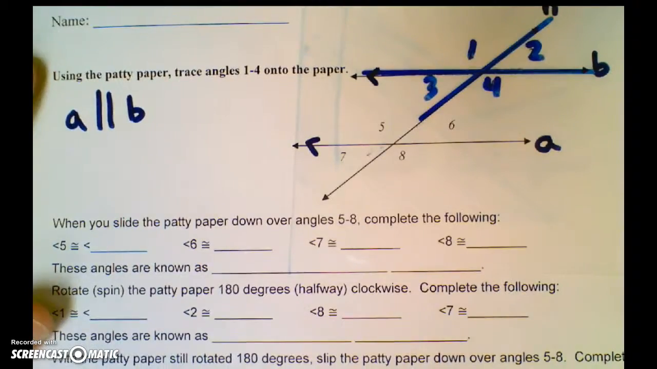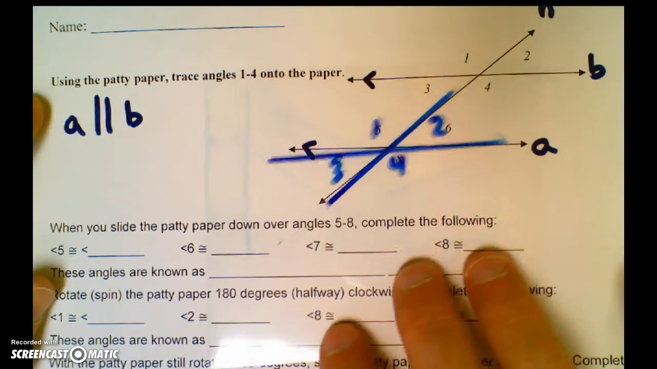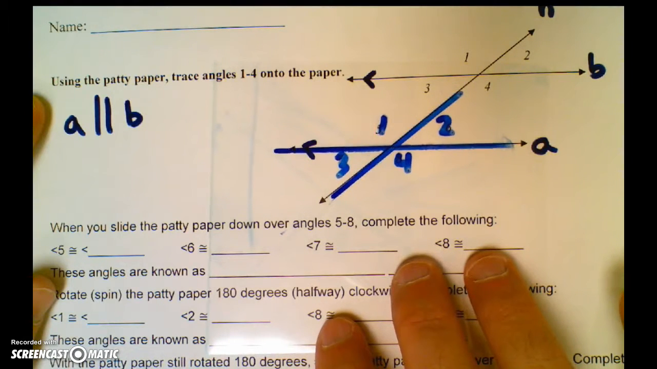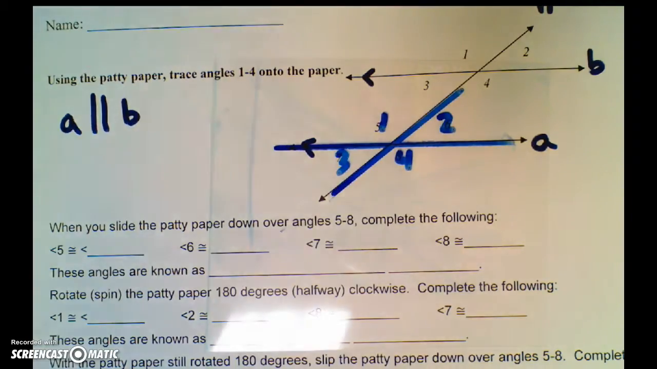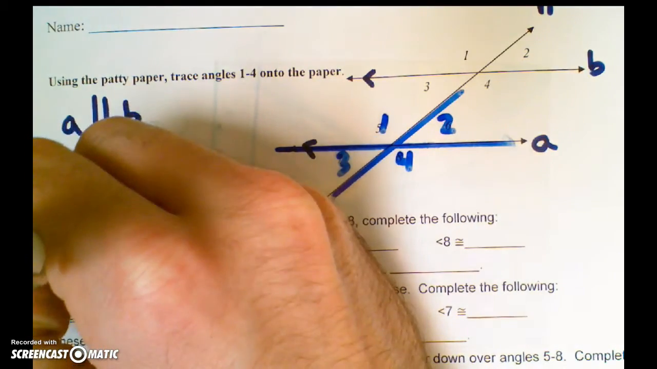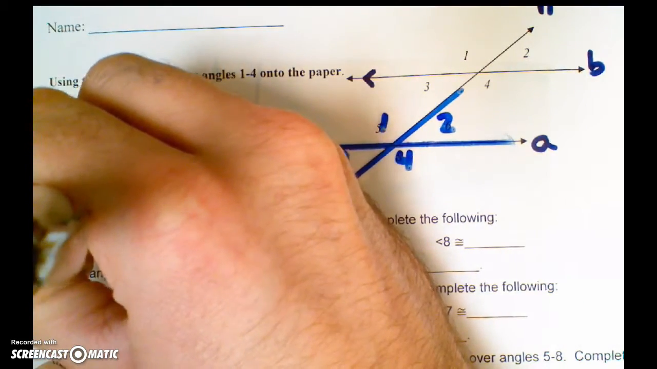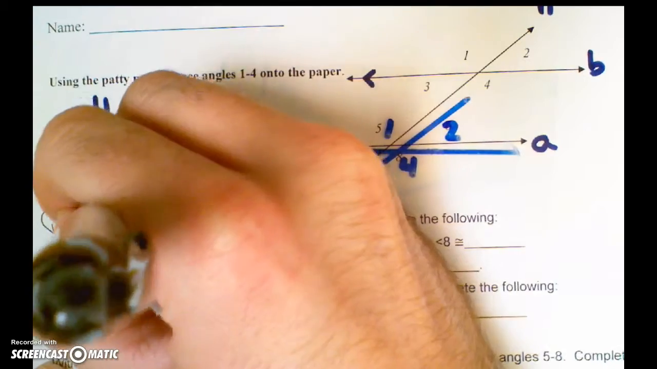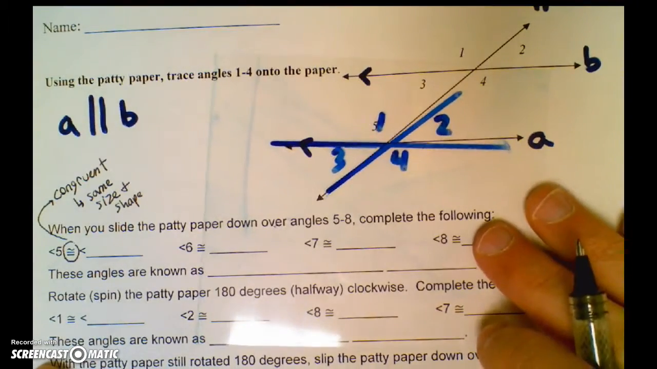So the first part of the investigation has us slide our paper down over angles 5 through 8. So I'm just going to slide it right down on the transversal from where I started. I'm just translating it down to here. Notice what happens. It matches its size and shape with the figures below. So the symbol that we use to represent this happening is congruent. This equal sign with the little tilde or squiggly above it means congruent, which means same size and shape. So if two angles are congruent, they have the same angle measurement.